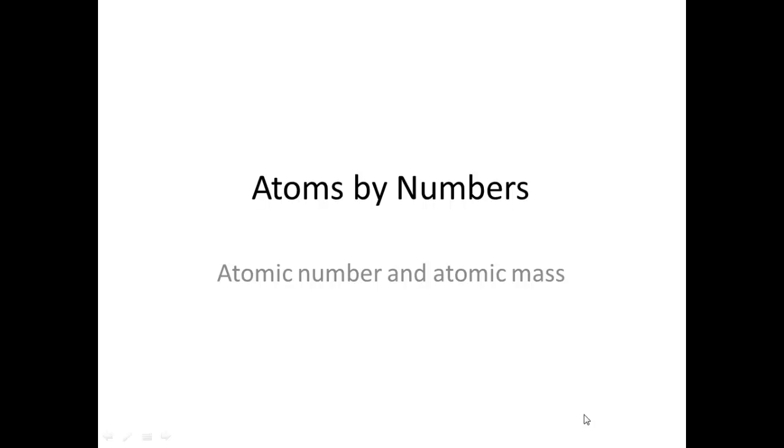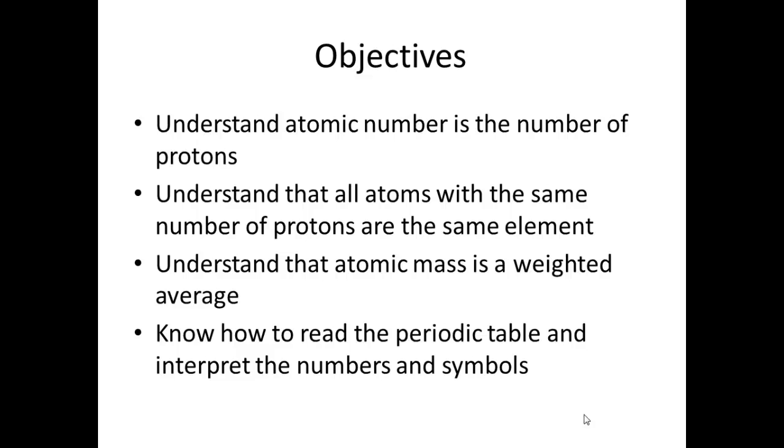Atoms by numbers. We're going to talk about atomic number and atomic mass and a couple other properties of the atom. Last class we talked about the different atomic models, and so we're just going to relate a little more to the periodic table and some other information we can get and lead into our next unit. So you guys don't take this down, I'll post it later so you can watch it.